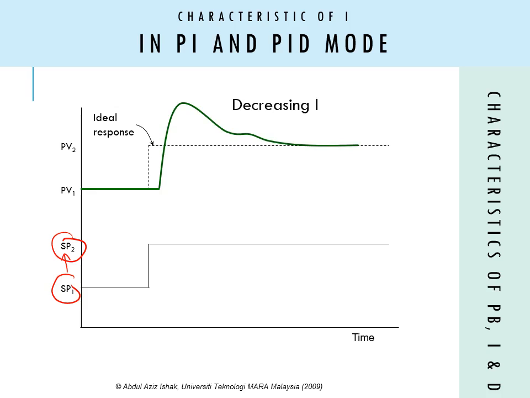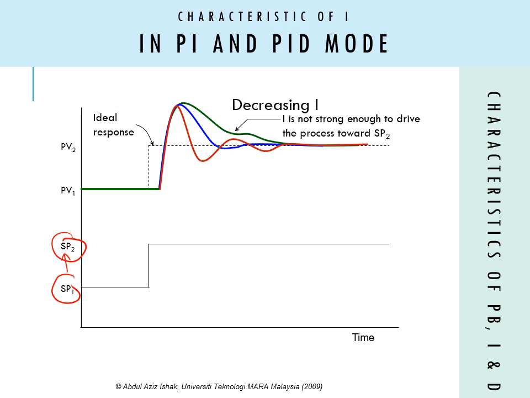Hence, in order to eliminate the offset, we will introduce the I term in the PI controller. Basically, the I term, which is the integral time, is used to drive the process toward the set point. It is stated that a decrease in I makes the controller action faster or more aggressive. This is an example of the process response of the PI controller with different I values.